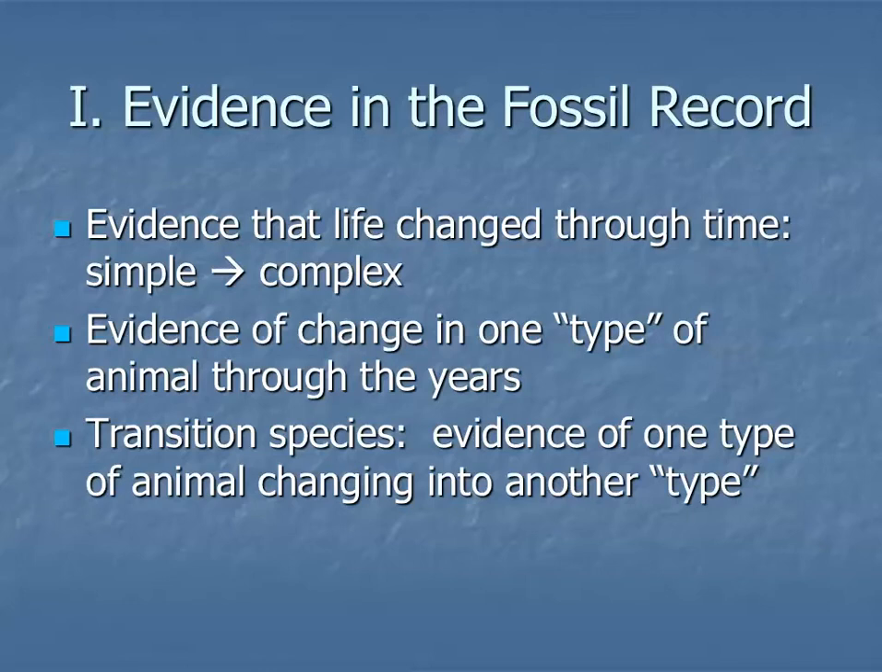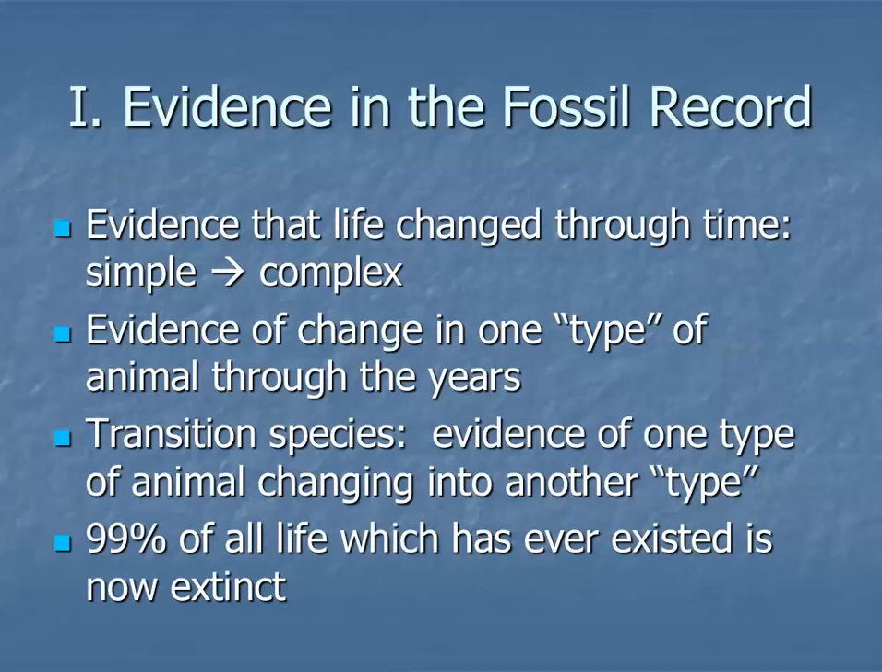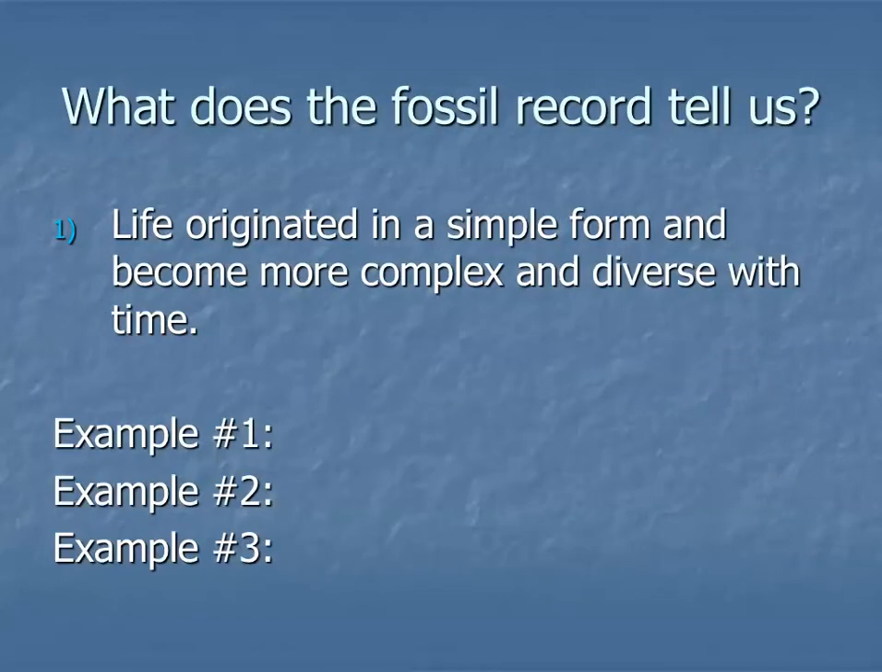And finally, the fossil record shows us a very sobering thought: that 99% of all life that has ever existed on our planet has gone extinct. So the world that we see today is not the world that has always existed throughout time on our planet. So we're going to go over these 4 lines of evidence one at a time. So let's look at the first one. Life originated in simple form and became more complex and diverse with time.